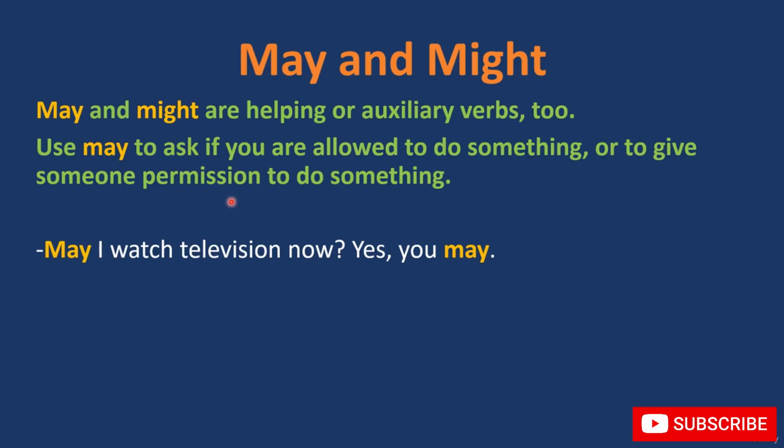For example, may I watch television now? Yes, you may. When I say may I watch television now, I take your permission. Am I allowed to watch television? And also, when you give permission, you say, yes, you may. So again, you ask for permission or you give permission. You ask if you are allowed to do something, and also you can give permission. In all cases, I can use may.